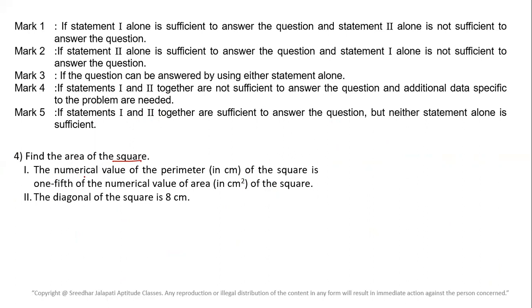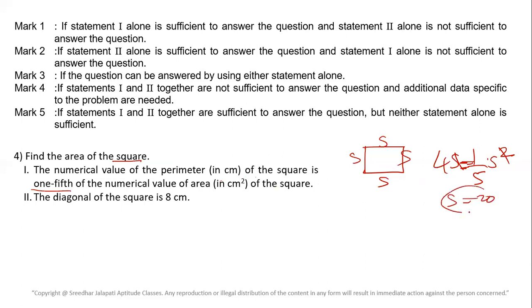Here is the solution. The numerical value of the perimeter of the square is 1/5 of the numerical value of the area of the square. By the way, let the square be with side S. Then what is the perimeter? 4S. That is 1/5 of the numerical value of the area of the square. What is the area of the square? Side square. So from this, the S's get cancelled, and we get S is equal to 20. That means the side is 20.